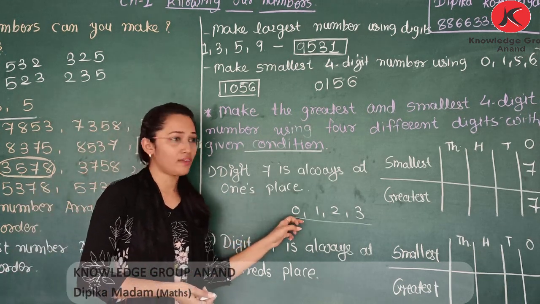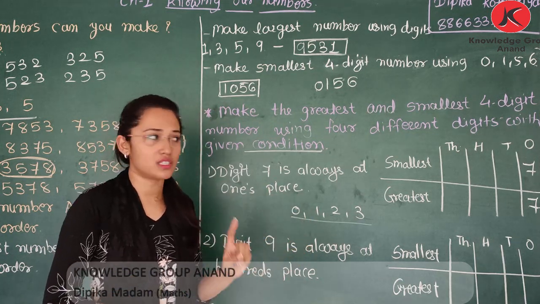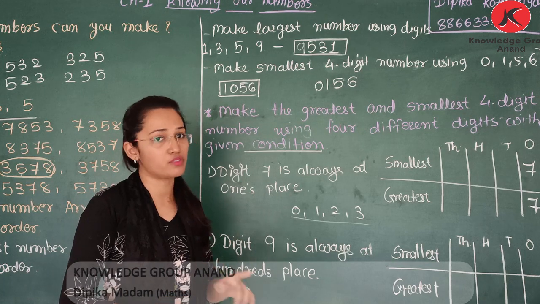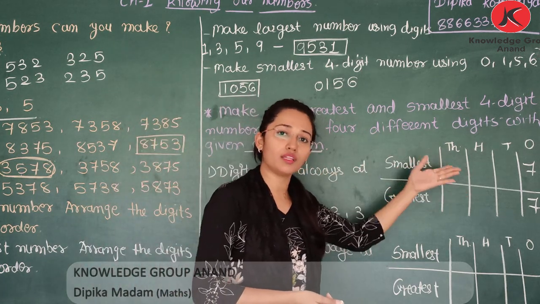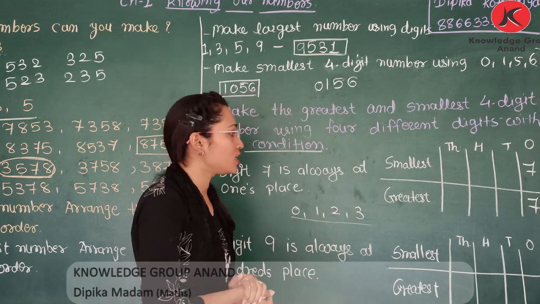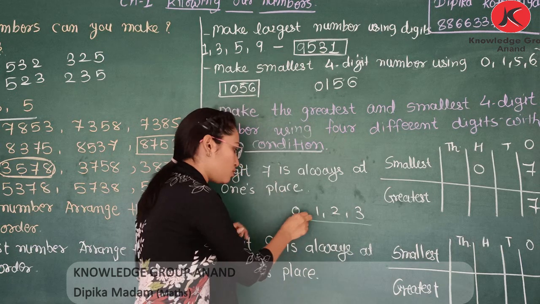So where can we write 0? Again, to make a four digit number we cannot write 0 at the thousand place. Thousand place માં 0 લખાય નહીં, કેમ કે જો 0 thousand place માં લખું તો એ 3 digit number થઈ જાય. So we need to write 0 at the 100 place. Okay, so 0 use થઈ ગયો.